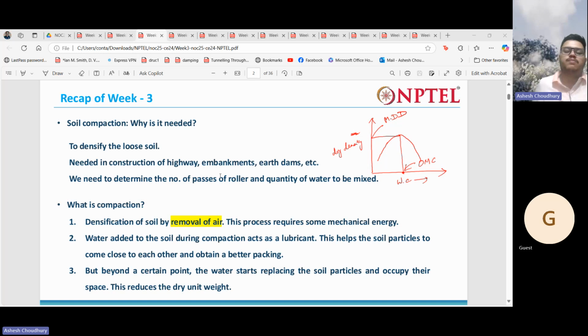But beyond a certain point, the water starts replacing the soil particles that occupy the space. So initially, as we increase water, the dry density increases because the water has some lubricating effect. And then as we keep on adding more and more water, what happens? The water actually replaces the soil particles in that particular volume, and so the dry density reduces.